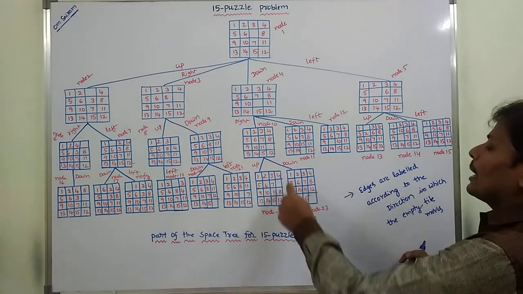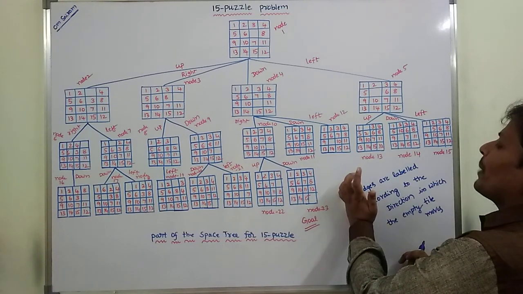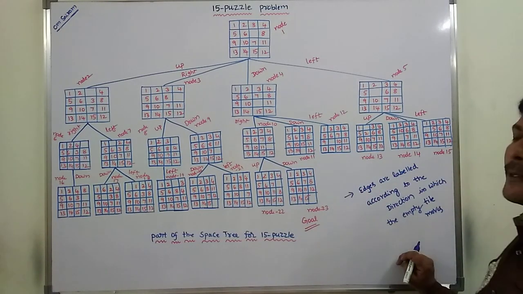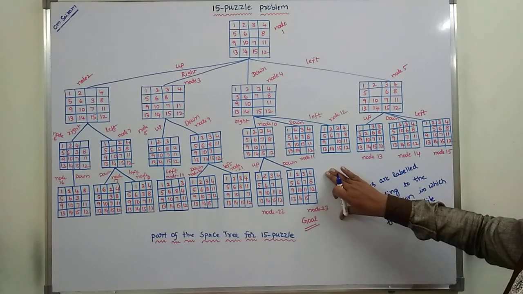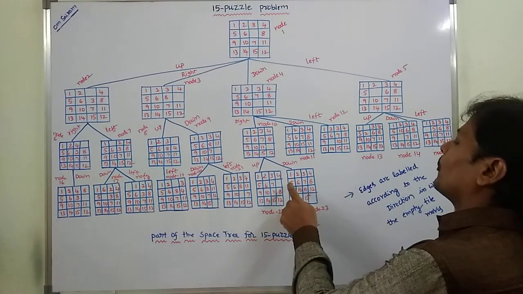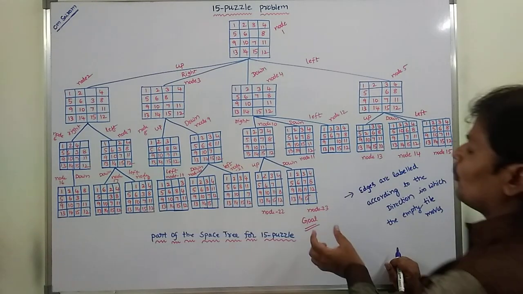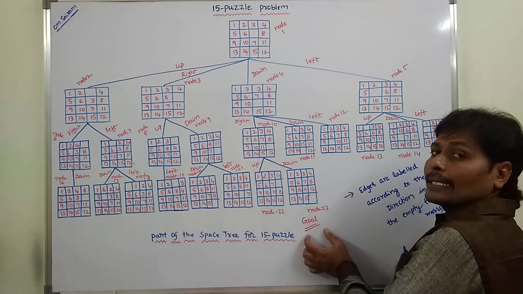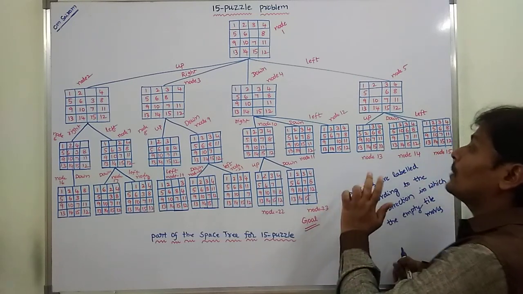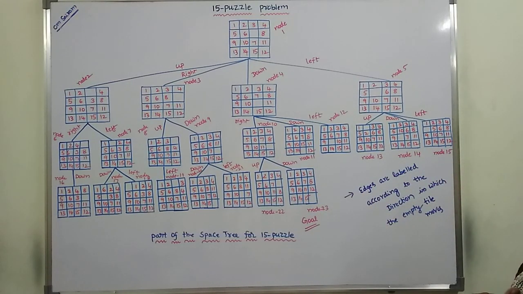When we reach the goal assignment, we stop the extension of the procedure. This is the goal assignment. So this 1, 2, 3, 4, 5, 6, 7, 8, 9, 10, 11, 12, 13, 14, 15. So once we get the goal assignment, we have to stop the extension of the nodes.